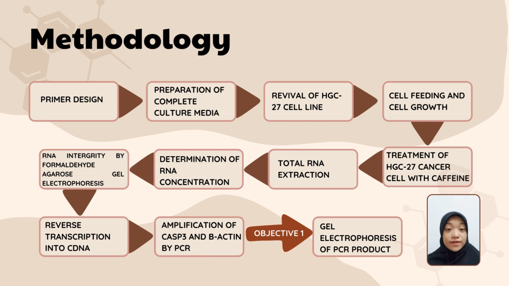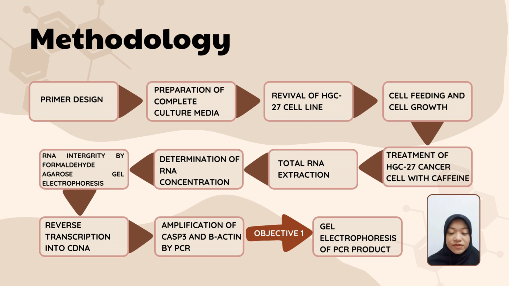The methodology begins with, first, the primer design. Second is the preparation of the complete culture media with the revival of the HGC27 cancer cells. Third, the cell feeding and cell growth. Next is the treatment of the HGC27 cancer cells with caffeine for 24 hours and 48 hours. Then, RNA extraction followed by the determination of RNA concentration using a spectrophotometer. After that, the determination of RNA integrity by formaldehyde agarose electrophoresis and reverse transcription into cDNA.